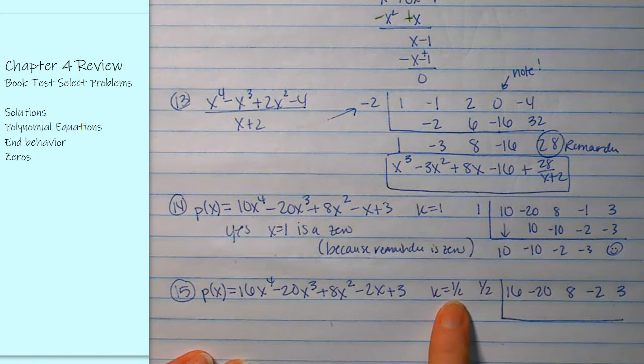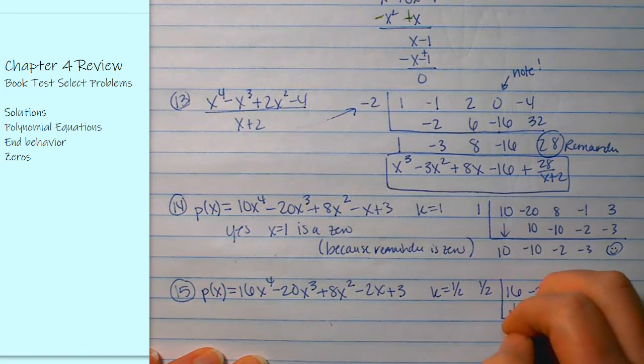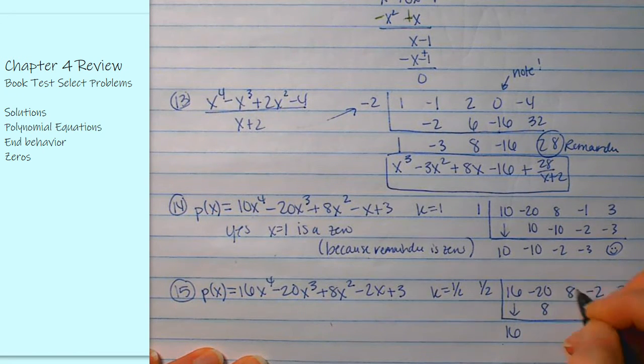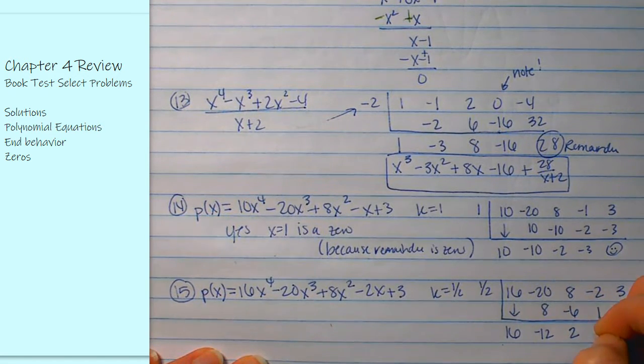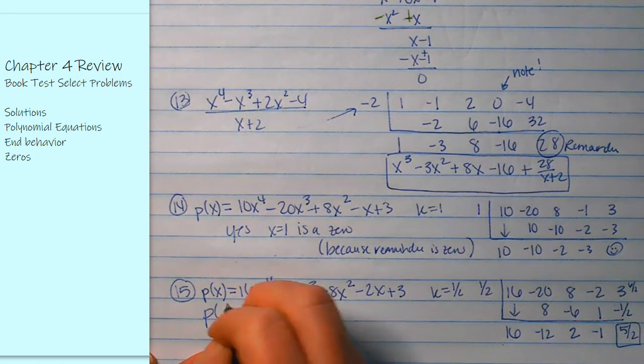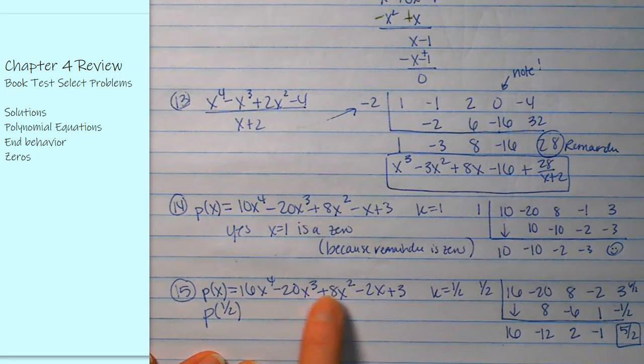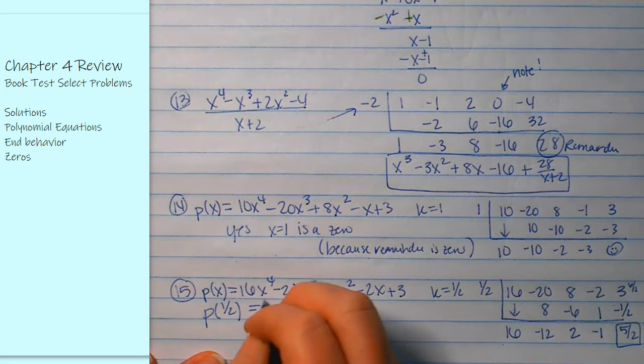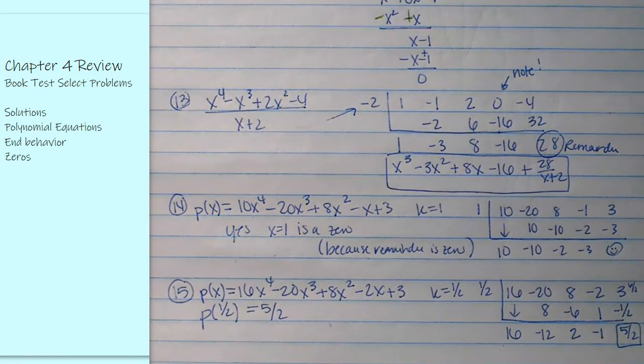15 is the same problem, except we're trying 1/2. So we're going to bring down 16, take half of it, that's 8. Then we get -12, half of that is -6. Subtract these two numbers, we get 2. 1/2 of 2 is 1. We get negative 2 plus 1 is negative 1. That's going to be negative 1/2. 3, which is 6/2, minus 1/2 is 5/2. So we didn't get 0 here, and this is the value. So if I was to take 1/2 and plug it into all of these various x's, the y value would be 5/2, the same as the remainder with synthetic division.